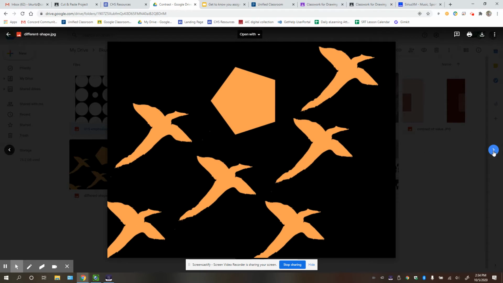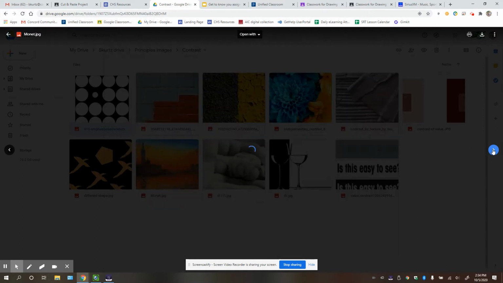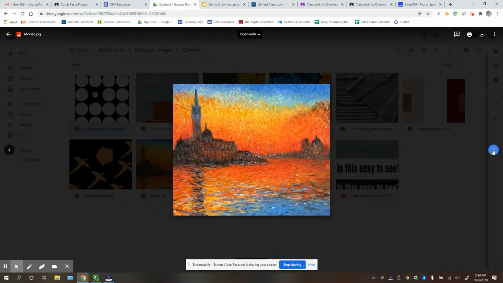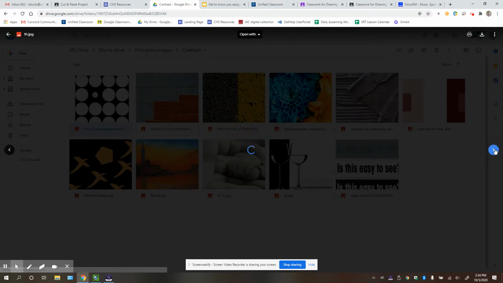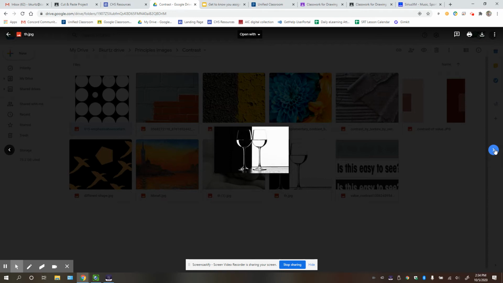Here we have an example of shape contrast. We have a geometric shape, a man-made shape, and organic shapes, or shapes that look like they come from nature. Shape contrast. Here's another example of color contrast. Size contrast. Value contrast.